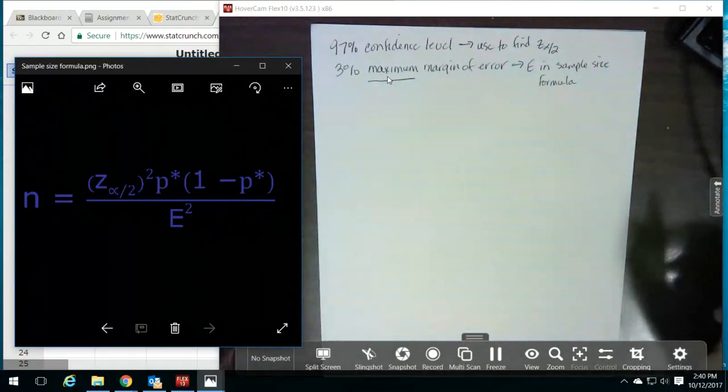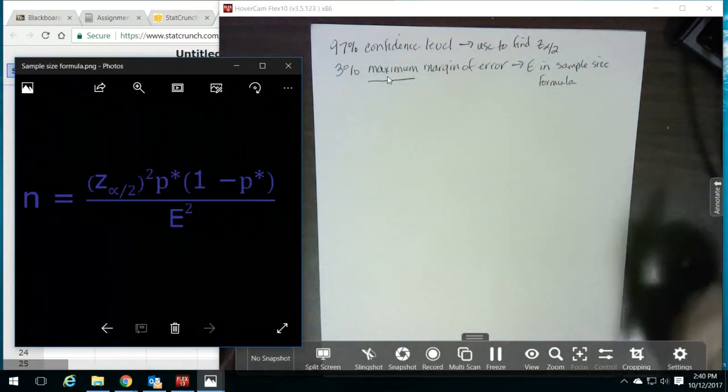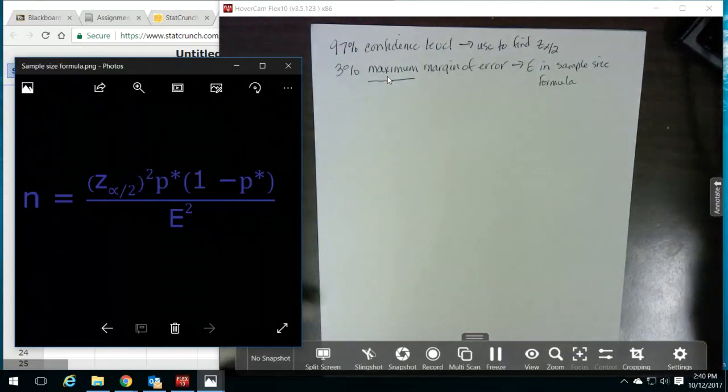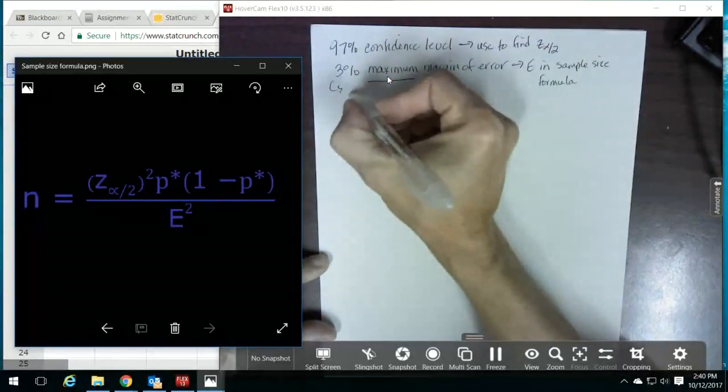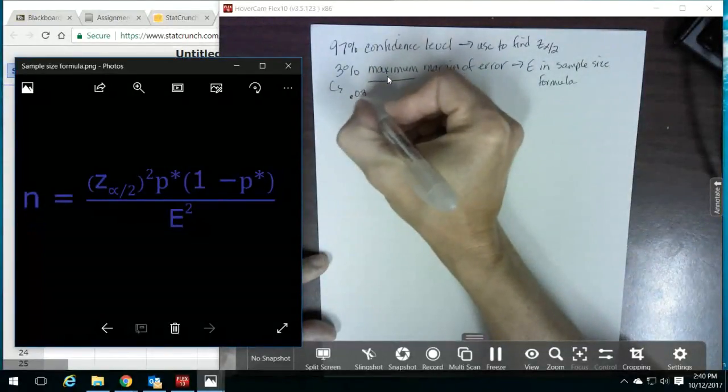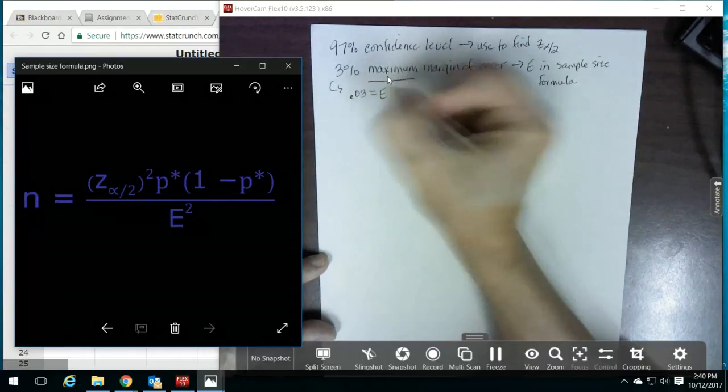But one thing that's very important whenever you're talking about formulas that have to do with proportions is if you have a percentage like this, you have to change it to a decimal. So to use this in the formula, we're going to have to change it to 0.03. So that will be the E in the formula.